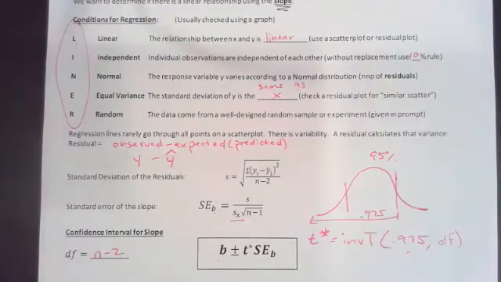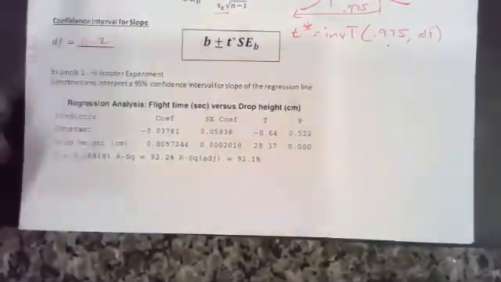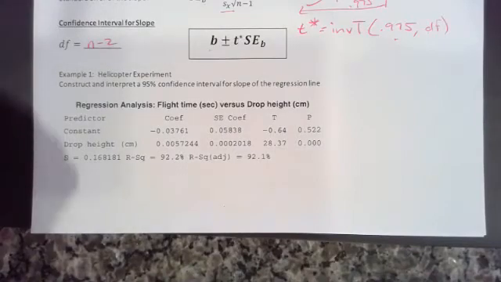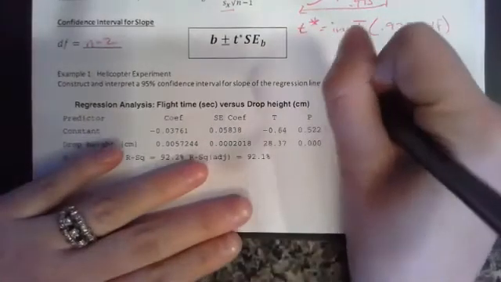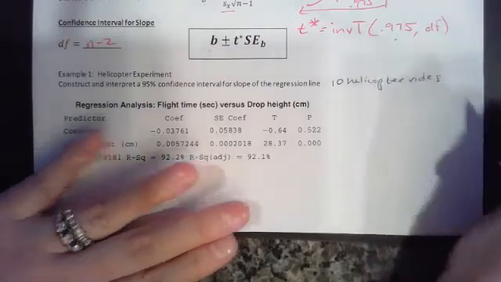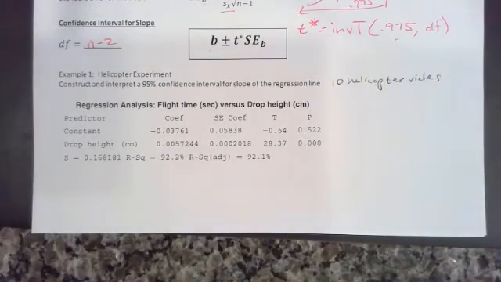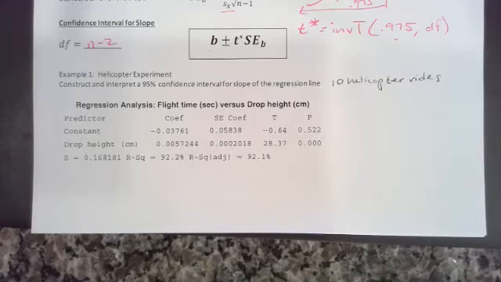Okay, so let's go ahead and do an example where we construct a confidence interval. So this problem is not quite complete. This is for 10 helicopter rides. And we really need to know that because otherwise we don't know n and we can't find our degrees of freedom here. Okay, so using the fact that this is for 10 helicopter rides, let's go ahead and create this confidence interval. So let's go through and identify everything here.